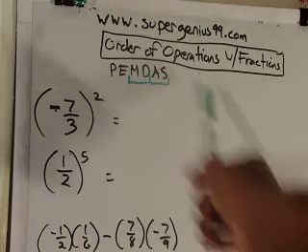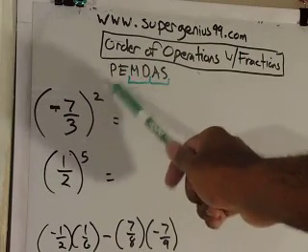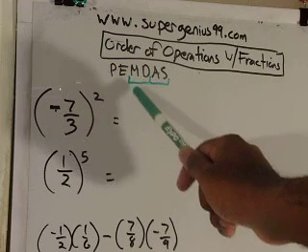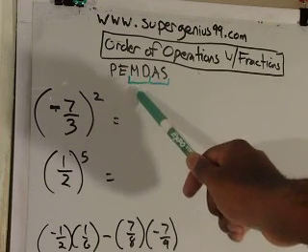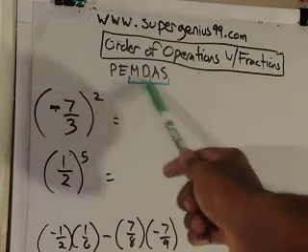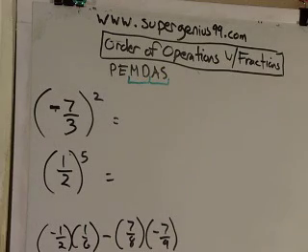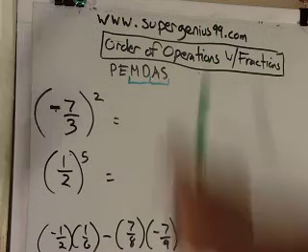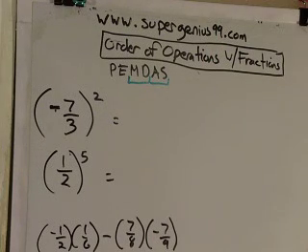Okay, so here's your order of operations. P is for parentheses, E is for exponents, M is for multiplication, D is for division, A is for adding, S is for subtracting. The reason why I put M and D and the little crust there is to say that it's multiplication and division in order. So the order you see it, that's the order you do it. Same thing with add and subtraction. The order you see it, the order you do it.